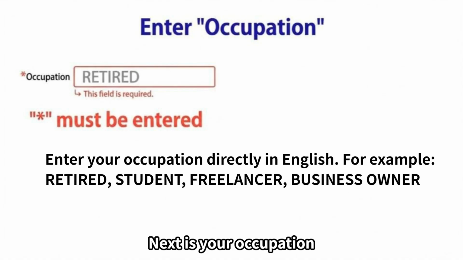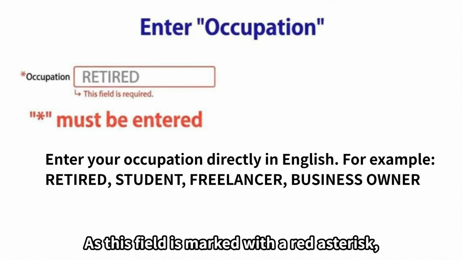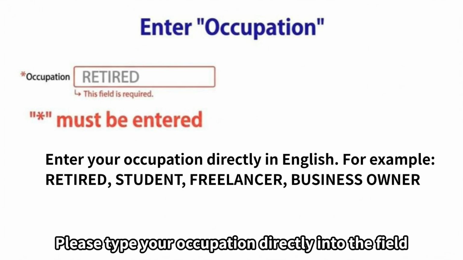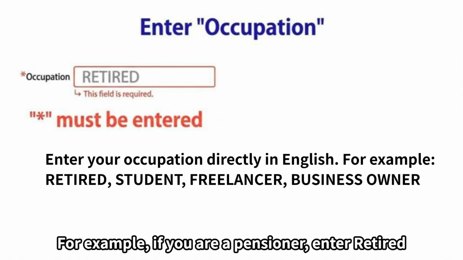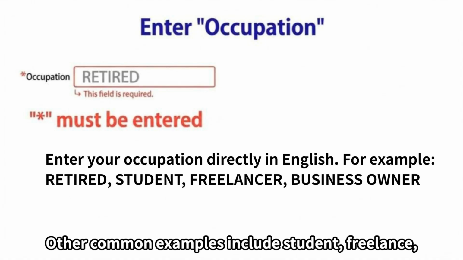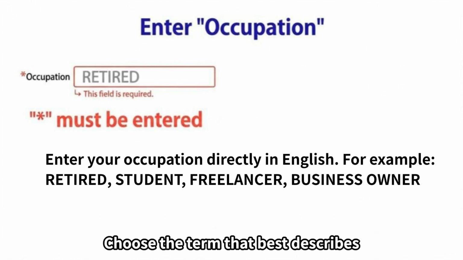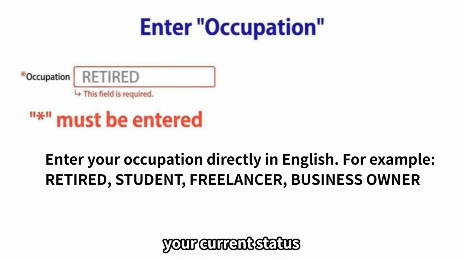Next is your occupation. As this field is marked with a red asterisk, it is a mandatory requirement. Please type your occupation directly into the field. For example, if you are a pensioner, enter retired. Other common examples include student, freelance, or business owner. Choose the term that best describes your current status and enter it in English.